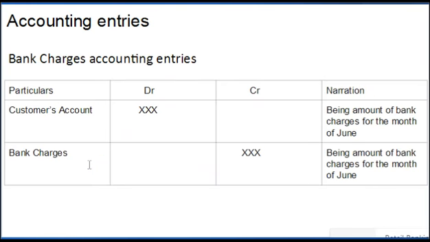So now let's look at the accounting entries that are involved in bank charges. Whenever bank charges are applied, what happens? The customer account is going to be debited, meaning that the balance the customer has will reduce by that amount in which he has been charged, and bank charges is also credited with the bank, which is now going to be the fee and charges income. So bank charges is an income to the business and is debited to the customer's account.